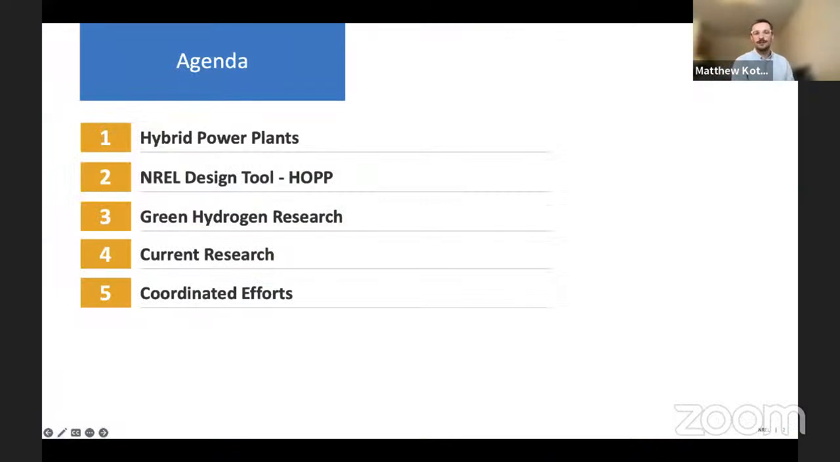Here is our agenda. First, we're going to start off with helping define and understand hybrid power plants. Then we're going to talk about the NREL design tool known as HOPP, followed by current green hydrogen research work that we're doing, and we're wrapping up with what we're starting on, as well as NREL coordinated efforts within the H2 scope.